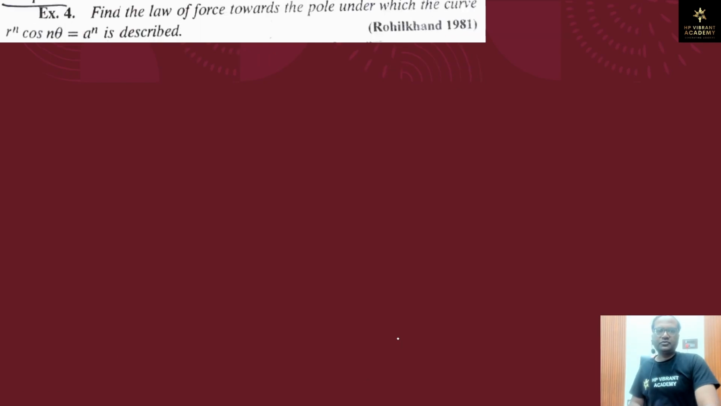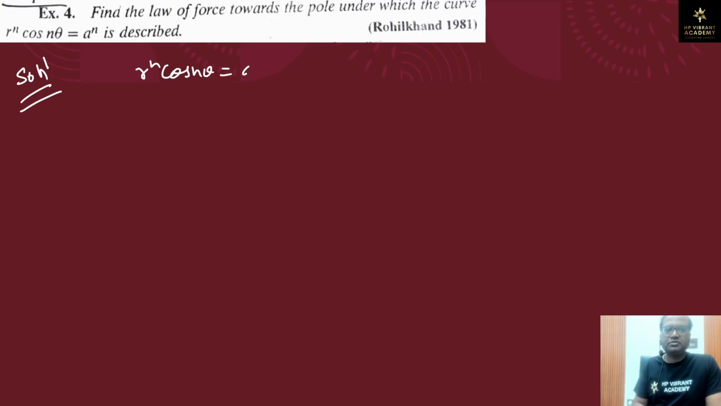Okay, let us discuss question number 4. How we can solve this? The law of force towards the pole under which the curve r to the power n cos of n theta is equal to a to the power n is described. How we can solve this?